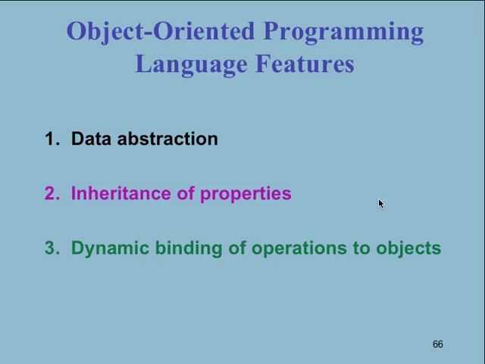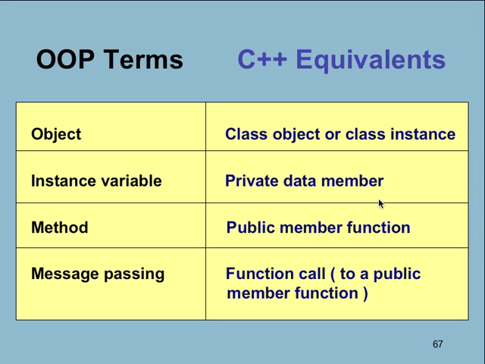The features of the language, what makes it object orientation, are data abstraction, the concept of the object, the abstract data type, the inheritance of the properties, and the dynamic binding of the objects' operations to the objects. So, object-oriented programming terms versus C++ equivalents. The object is the class. Let me see, this is actually the same as Java. Instance variables are private data members. Methods are public member functions. Yeah, very Java-like. Message passing, you have a function call to a public member.